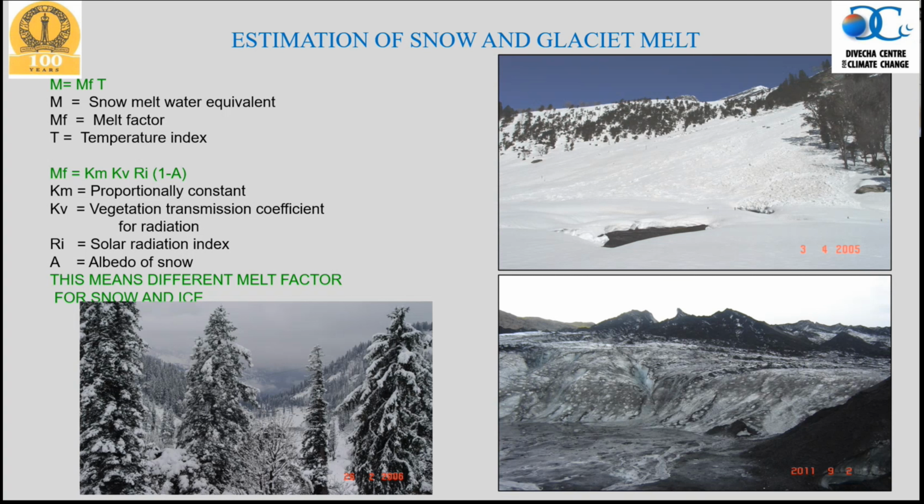But if you are looking into the winter and spring runoff, you can see there will be snow below the vegetation cover, and you require that. And then the solar radiation index and the albedo of snow. The solar radiation index and albedo of snow are parameters which change with time, and they can change spatially also. Therefore, it is important to understand that.